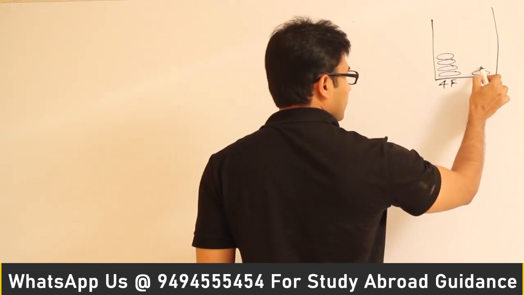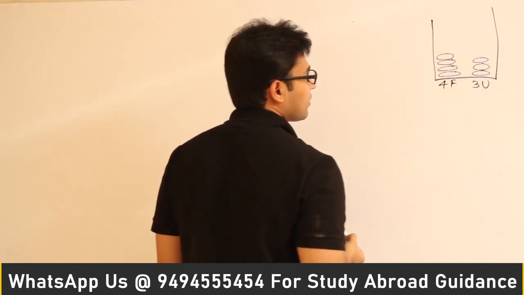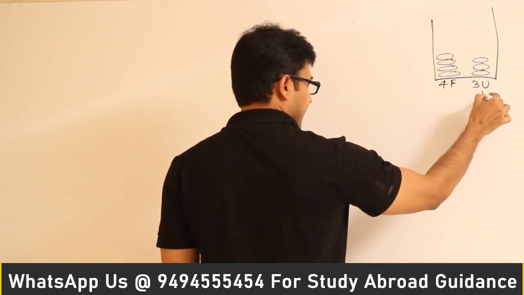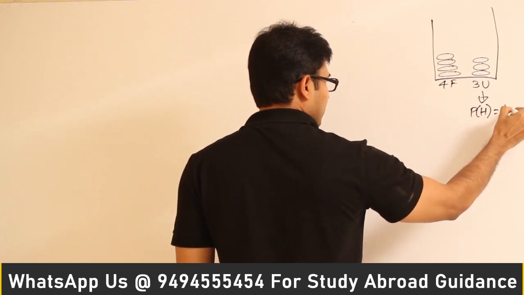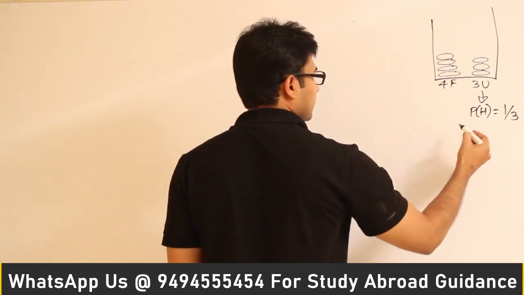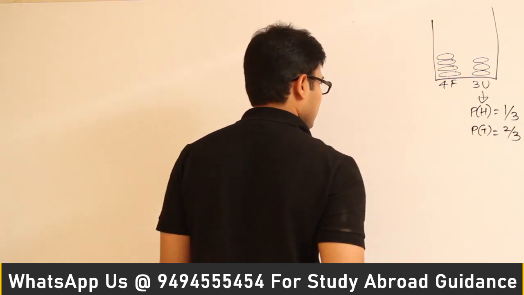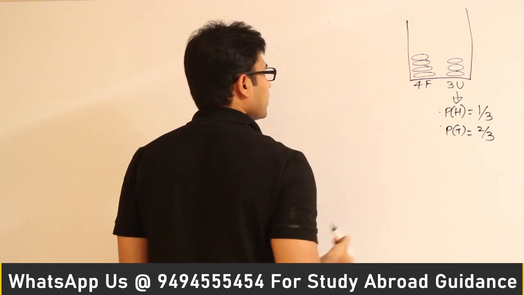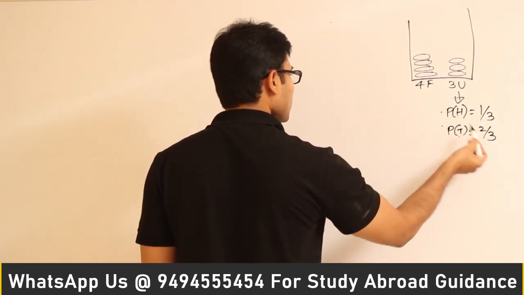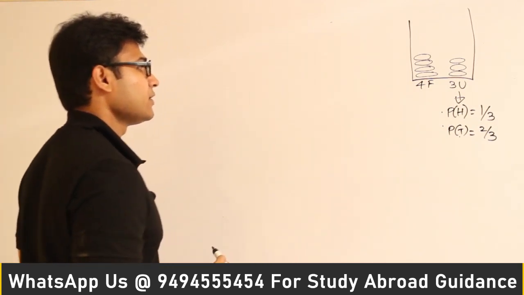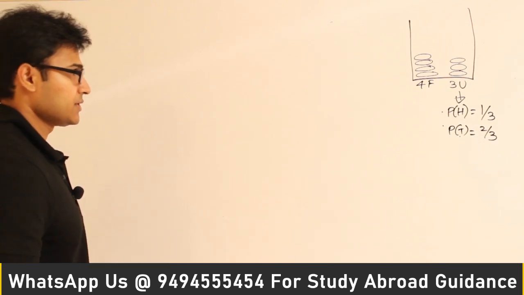And 3 unfair coins. In this unfair coin, let us say the probability of getting a head is equal to 1 by 3 and the probability of getting a tail is equal to 2 by 3. You can understand why it is called an unfair coin, because the probability of getting a head is lesser compared to the probability of getting a tail. Got it? So that is why they are unfair coins.